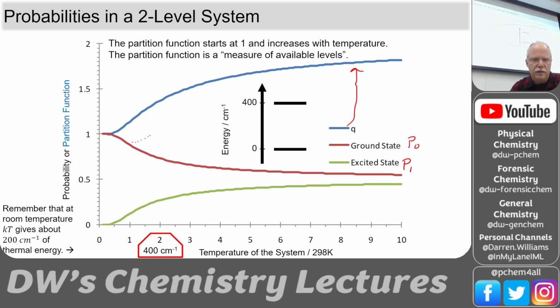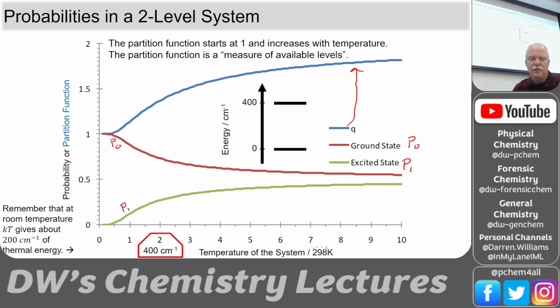So this is the probability of being excited. And it starts out at zero temperature. That's what we just learned, right? So we don't have any probability of being excited. Everything's in the ground state. Probability of the ground state, P0, is 1. Sure thing, 100%.